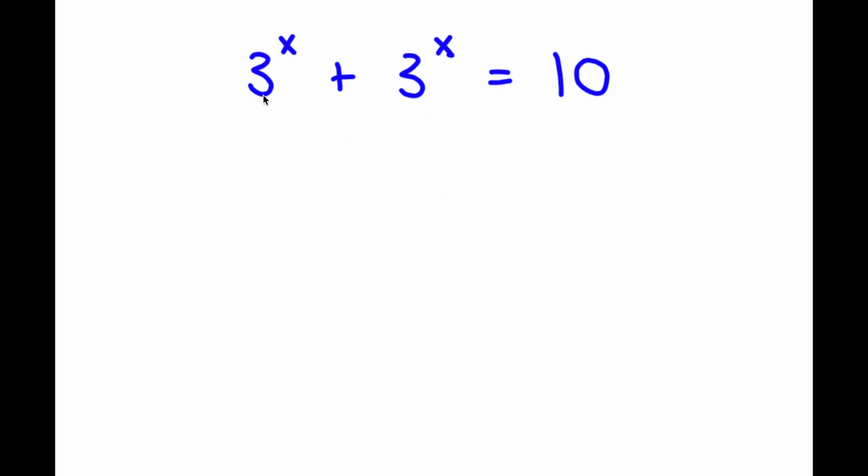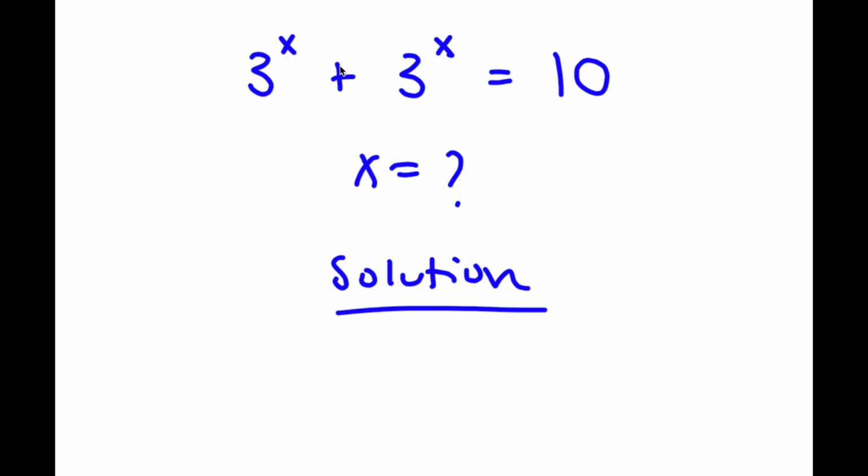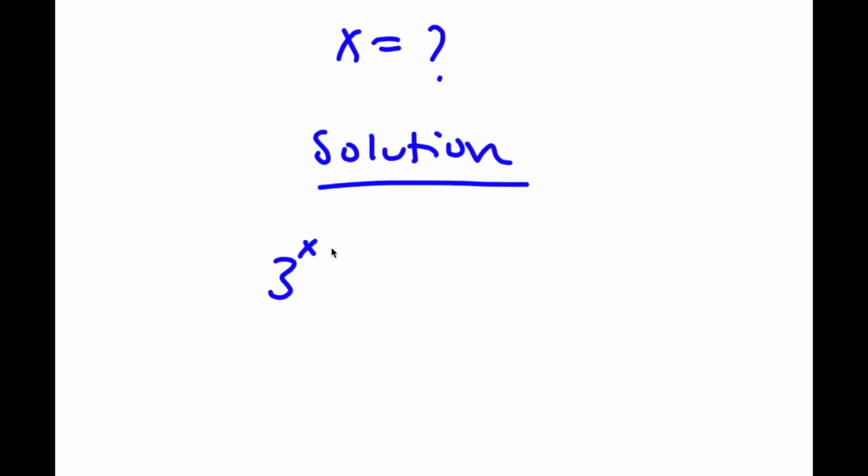Alright, so I have 3 to the power of x plus 3 to the power of x is equal to 10. So for this problem, I want to find the value of x. So for my solution, I'm going to first start by factoring out 3 to the power of x from my left-hand side. So now I have 3 to the power of x times 1 plus 1 is equal to 10.